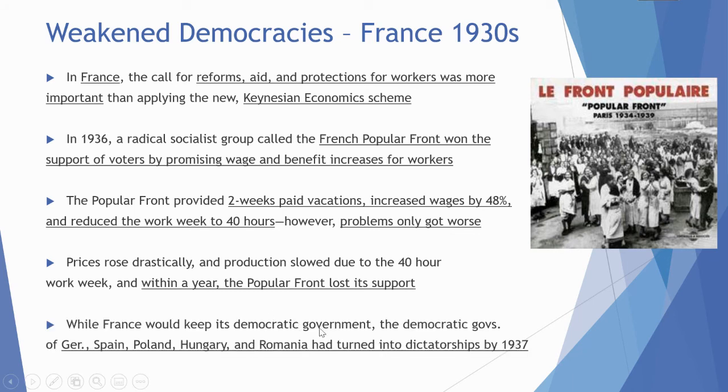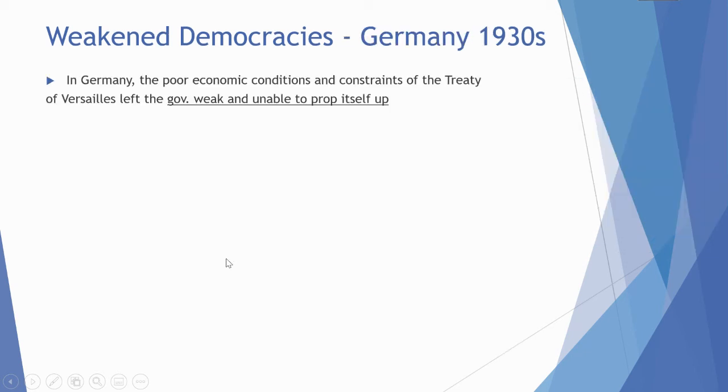While France would be able to keep its democratic government, Germany, Spain, Poland, Hungary, Romania are all going to turn into dictatorships. All of these different countries, especially we're going to look at Germany, especially because of these poor economic conditions, people are looking for a leader that can get the country back on track and restore it to what it was prior to World War I and improve the conditions. And some people are willing to subjugate entire groups of people in order to do that.